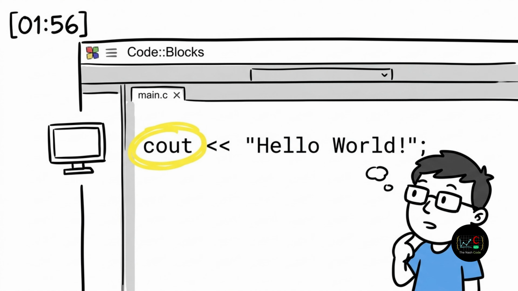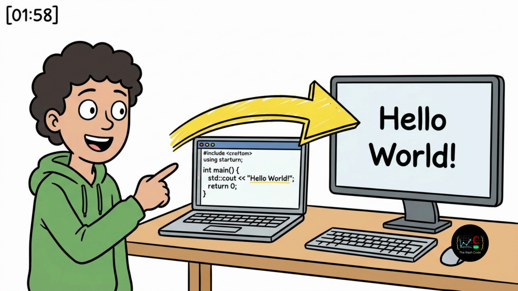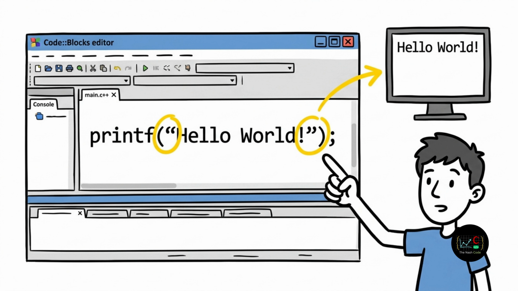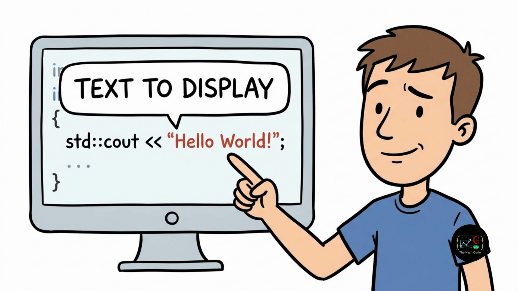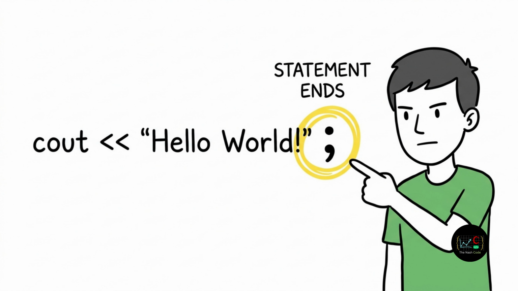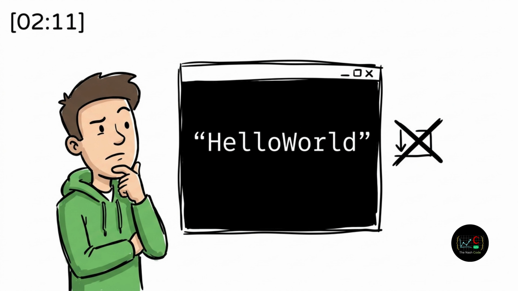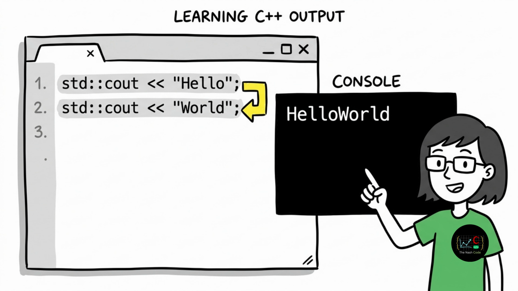Inside the block, we use cout. Cout prints information to the screen. When we tell cout to display "Hello World," the words inside quotation marks are the text that appears on screen. The semicolon marks the end of the statement. We can use cout multiple times. If we print hello and then world without a line break, the result is hello world on one line.